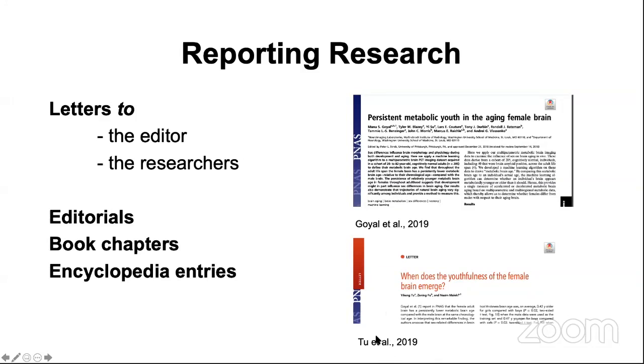So here we have an example of a letter. This letter is asking, when does the youthfulness of the female brain emerge? By asking this question, they're making the original research team better scrutinize and understand their results.